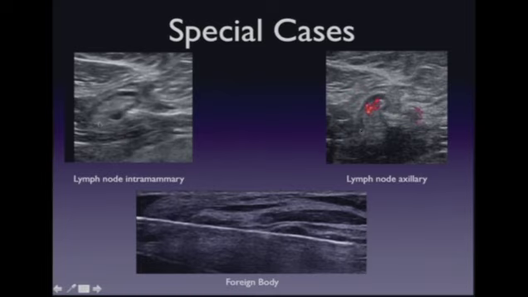Here's an axillary lymph node which has the same appearance, and here I've turned on color to show you that in a normal lymph node, the artery and vein enter through the hilum and have a pattern just similar to a kidney, this normal arborization. If you ever see blood flow coming through the cortex from outside instead of through the hilum, those lymph nodes are abnormal and need to be biopsied. And here's an example of a foreign body, a needle taking a biopsy.